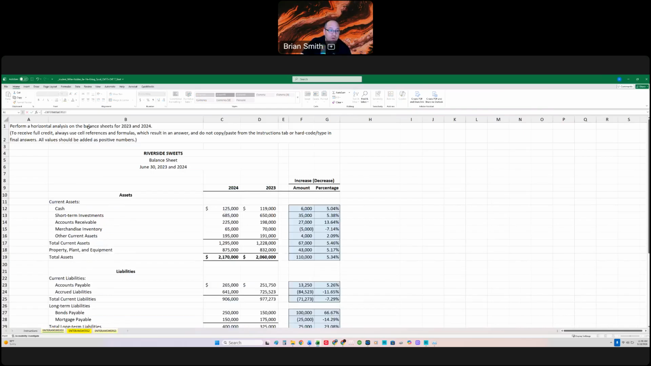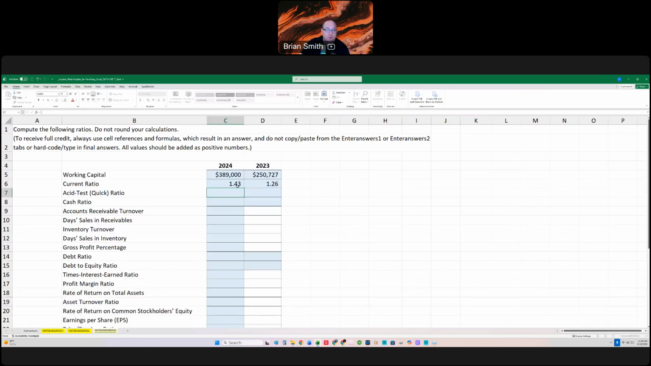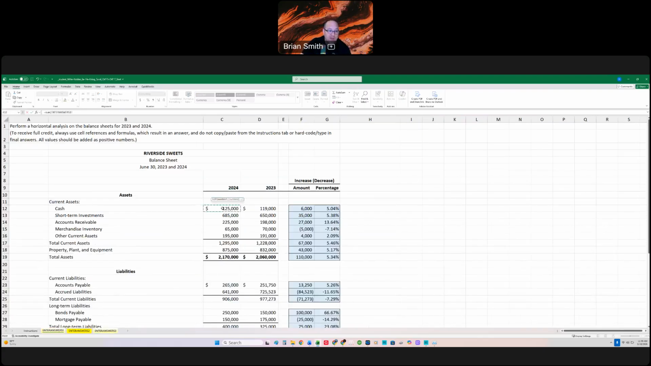So I want to do some open parentheses. So let me go back. In cell C7 on enter answers 3, I'm going to hit equals sum, open parentheses, come to enter answers 1. I'm going to add the cash, short-term investments, and net current receivables. So I'm basically going to select the summing of cell C12 through C14. I'm going to close the parentheses, and then I'm going to divide that by my current liabilities.